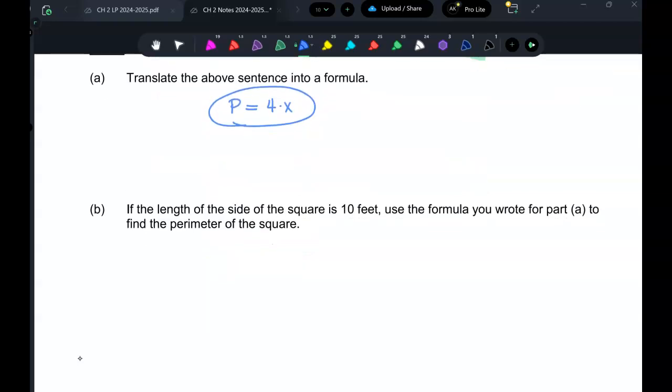If the length of the side is 10 feet, so this is saying if X equals 10, use the formula to find the perimeter. So we're going to do 4 times 10. Now what are the units? Did it give us units? Feet. So we're going to write feet and you can just abbreviate. P is 4 times 10, and 4 times 10 is 40. So P equals 40 feet. Got it.